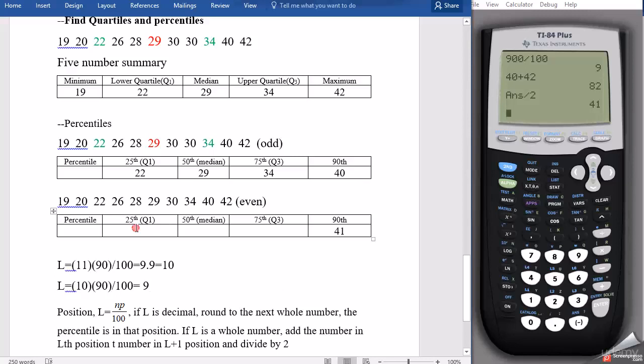Of course, these other ones we can find using the TI-84: Q1, the median, and Q3. I already showed you how to do that. Okay, so that's about quartiles and percentiles.